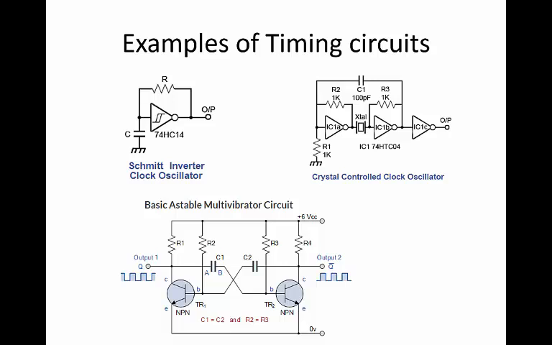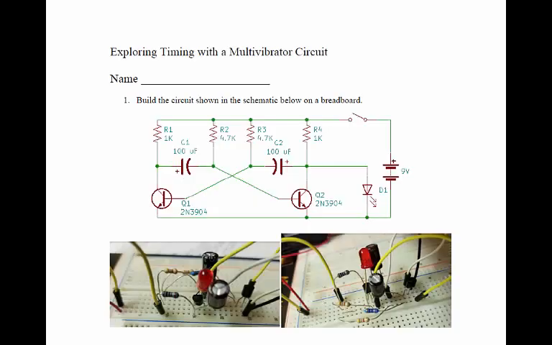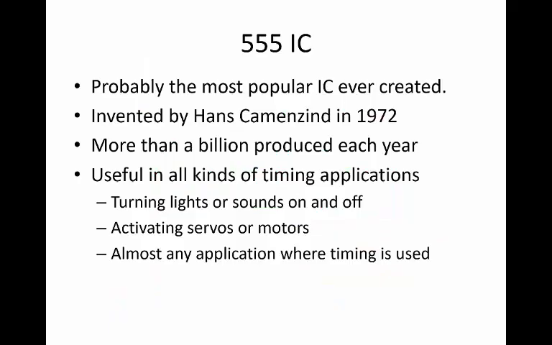It's called a multi-vibrator circuit. And again, notice the resistors and capacitors. We've got C1 and C2, and the resistors that work with those capacitors, and changing the value of capacitors or resistors changes the timing for the output of those transistors, that can be connected to, say, an LED to blink a light. In fact, I'm going to have my students build this circuit and do this assignment to explore timing with a multi-vibrator circuit.